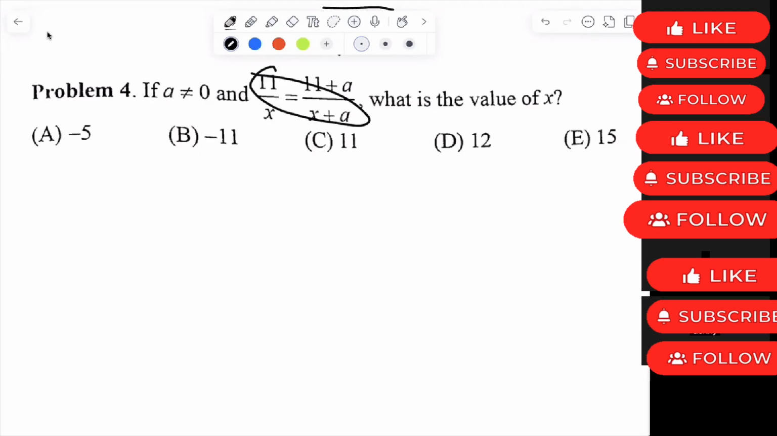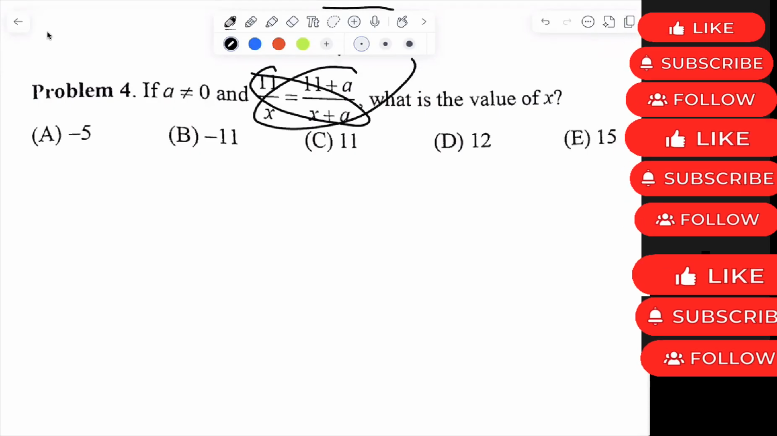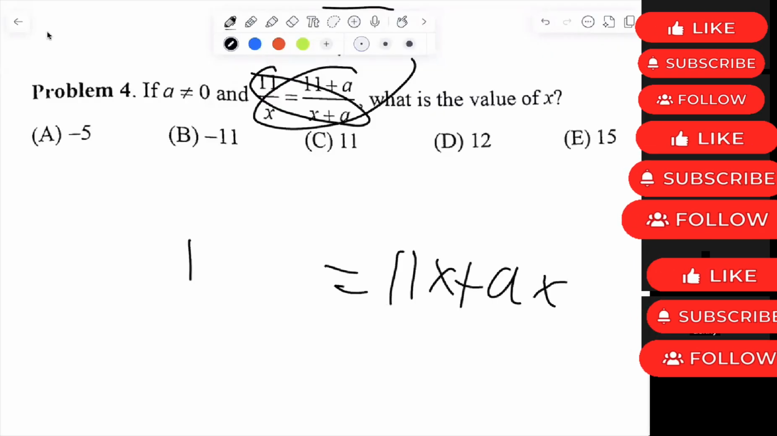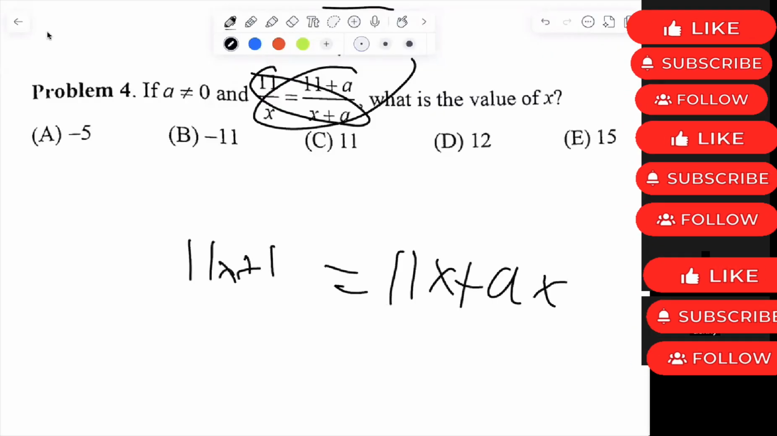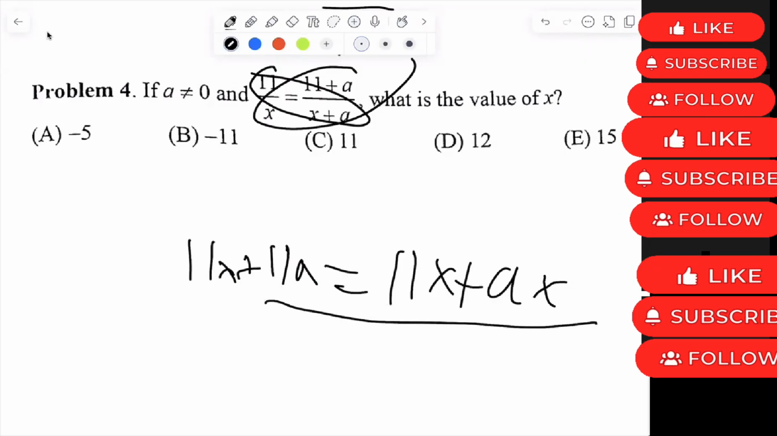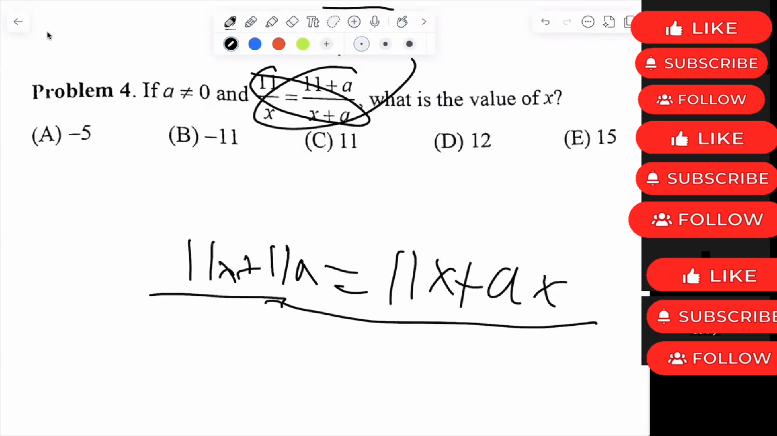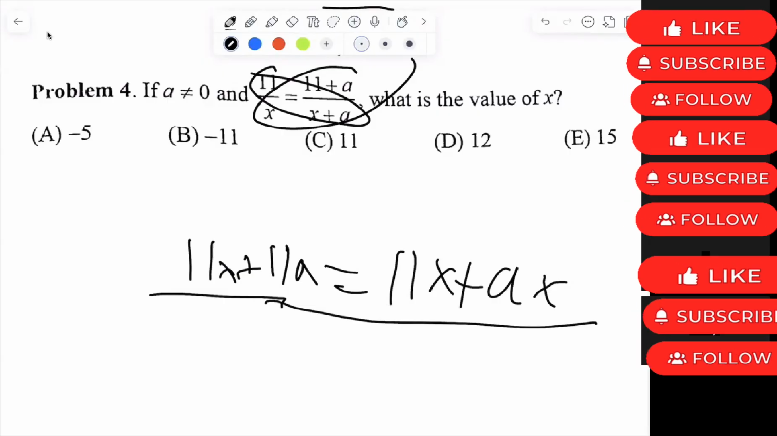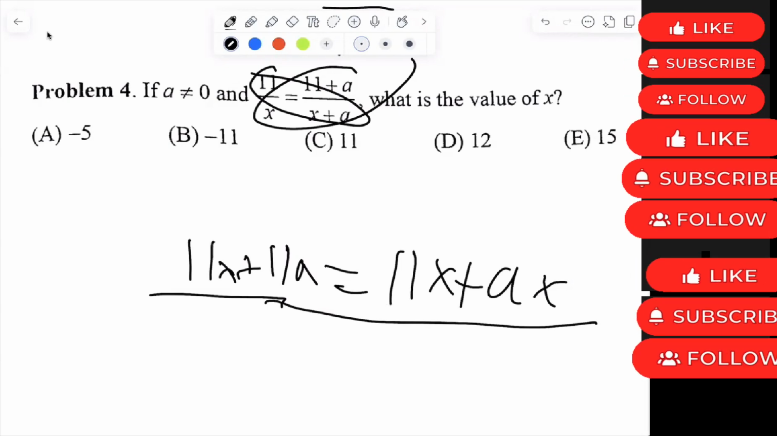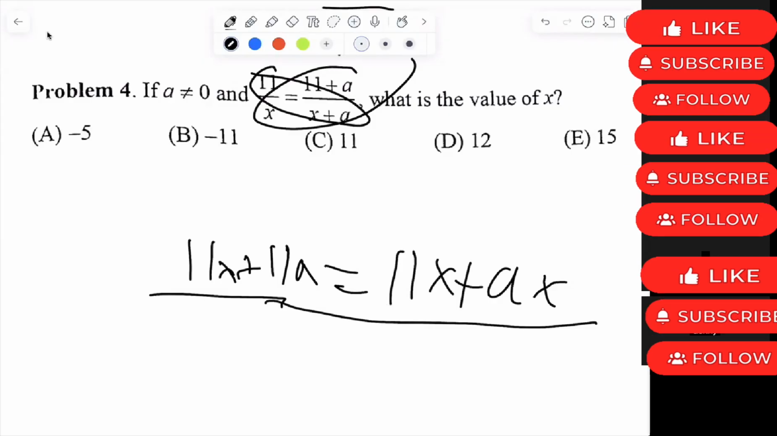All right, 11 times x plus a and x times 11 plus a. We get 11x plus ax is equal to 11x plus 11a. Alright? But would you look at this? These almost look the exact same. And we know that a is not equal to 0. Let's see what it tells us. It tells us 11x plus 11a.